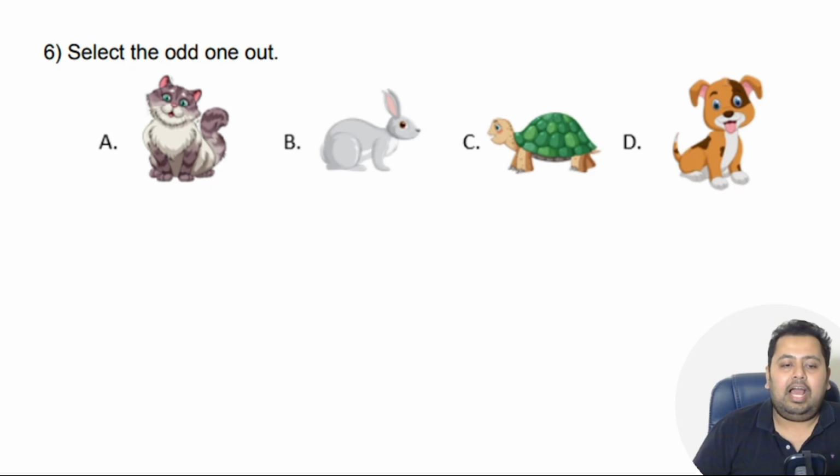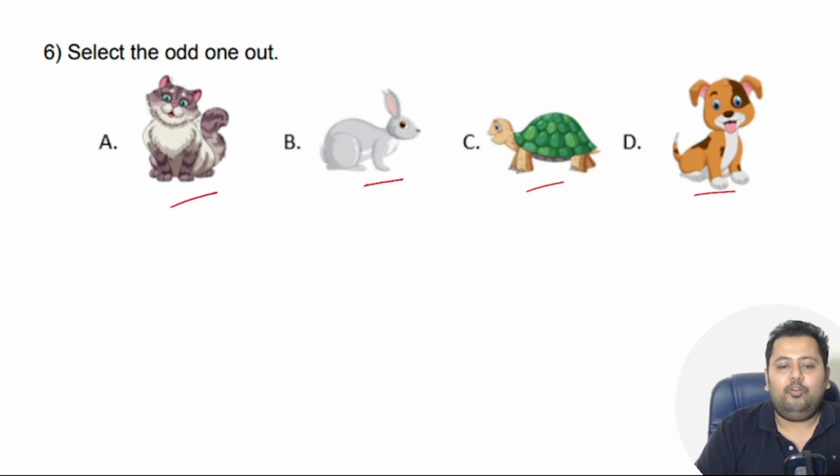Select the odd one out. So we have a cat in option A. Option B has a rabbit. This is a tortoise in option number C, and there is a dog in option number D. You have to find out which is the odd one out. So yeah, the odd one out here is option number C, the tortoise.